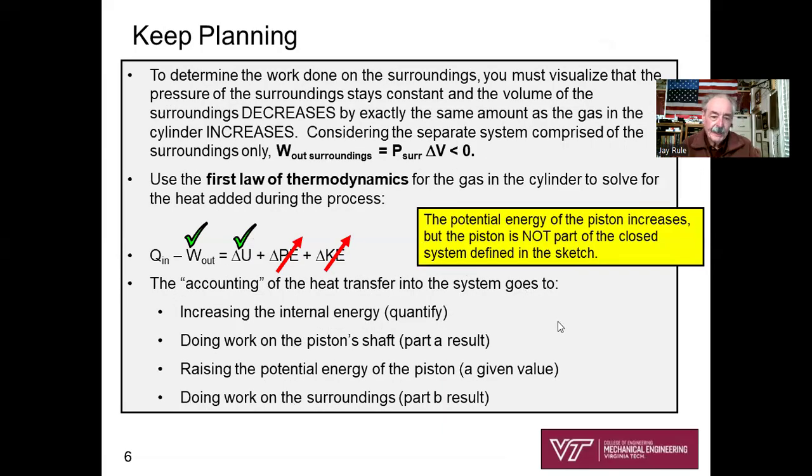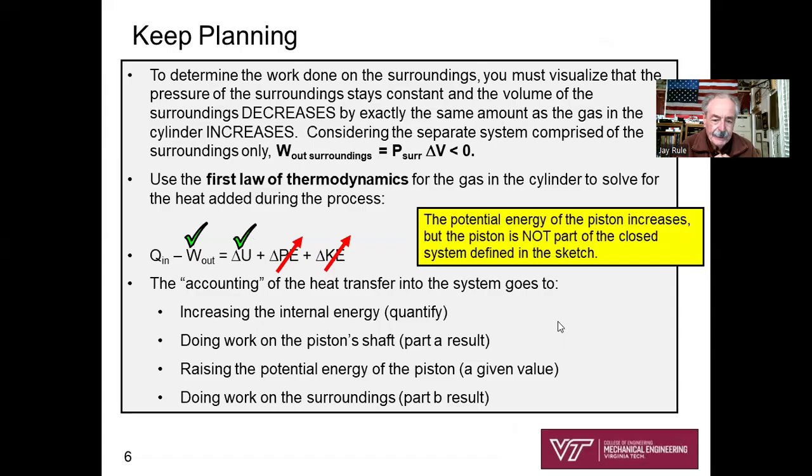We still got a few things to do. Okay, it's in the assignment. It said determine the work done on the surroundings. For this particular calculation, we've got to change our thinking and think about the surroundings as a closed system. And let's see, let's use some common sense 101.